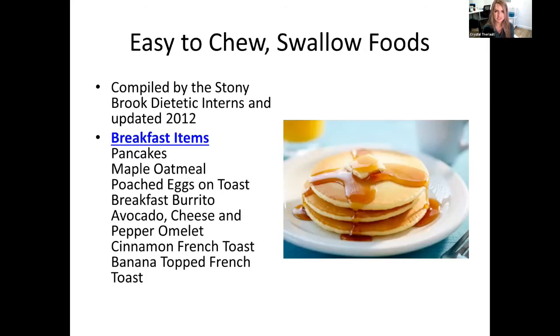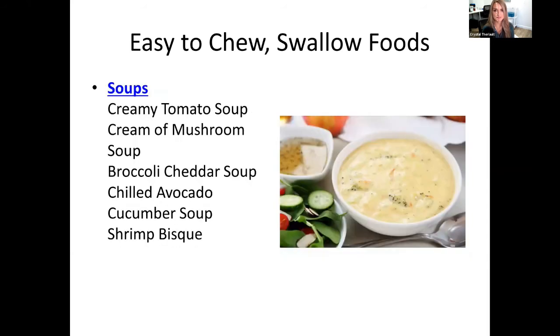Here are just some suggestions for nourishment, what to feed your ALS patients, compiled by the Stony Brook dietetic interns and updated in 2012. There are a lot of great resources online, but softer foods like pancakes, oatmeal, eggs, avocado, and French toast are foods you can try in the earlier stages when they're starting to have difficulty swallowing. But definitely be sure to clarify with the family or the physician what the current order is.